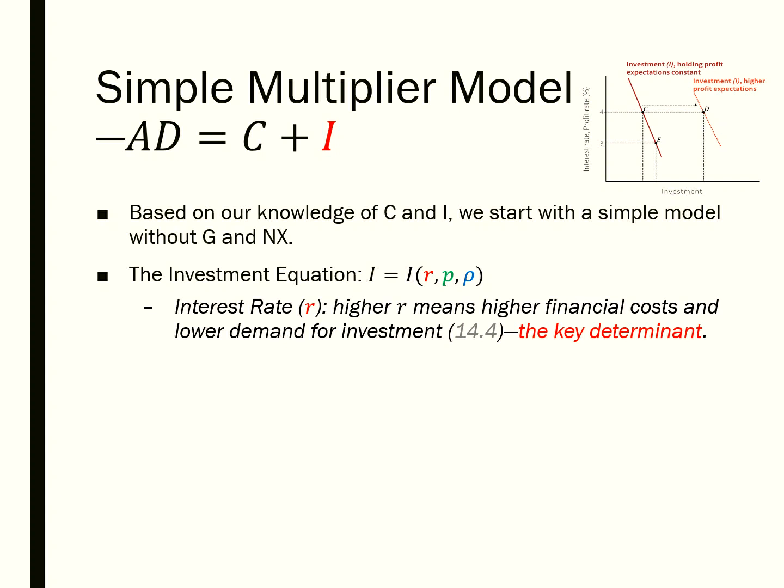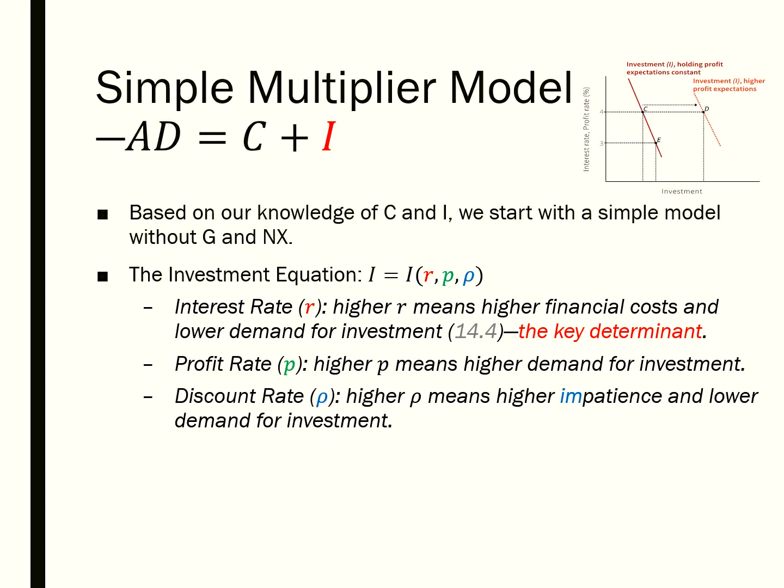It is straightforward to see that investment I depends on three things. The first thing is the interest rate R. A higher R means higher financial cost, so firms would invest less in this case. This is the key determinant for investment. The second is the profit rate P. A higher P means higher demand for investment. The third determinant is the discount rate Rho, which measures the impatience of people. If one is very impatient and can't wait to consume his income, then investment will be very low.